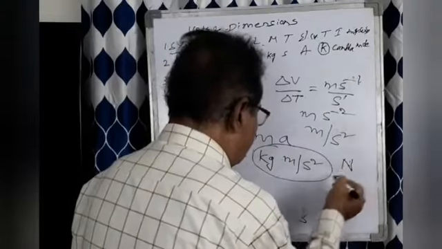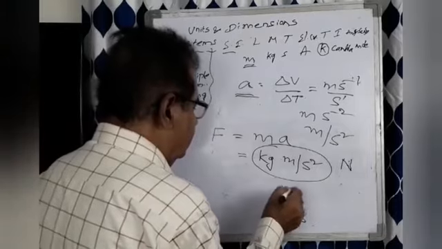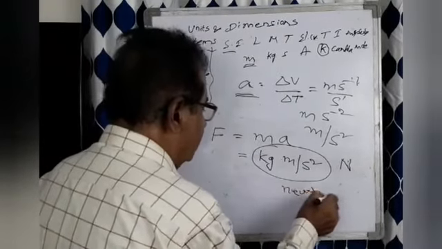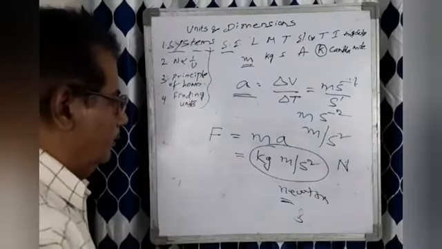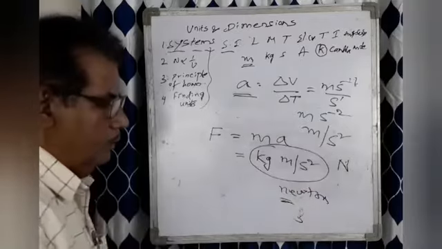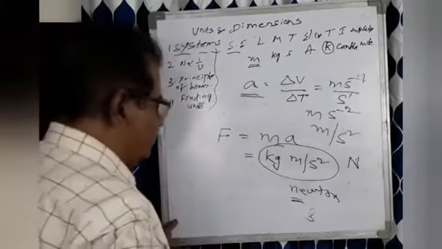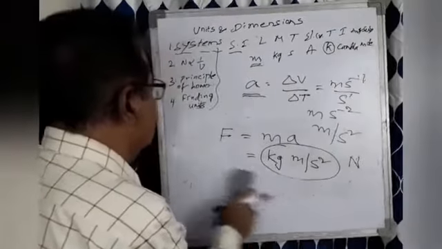If you want to write Newton in total words, you have to write N-E-W-T-O-N, with small letters. If you want the symbol, you have to use capital N. So force is equal to ma. That's the unit of force you got. Similarly, you can get the unit of any other physical quantity.